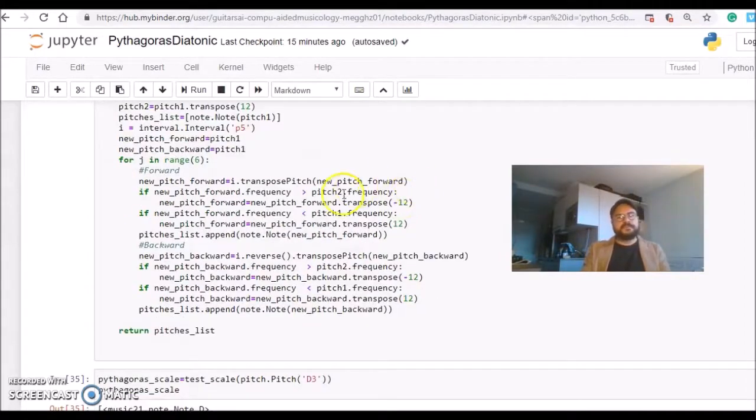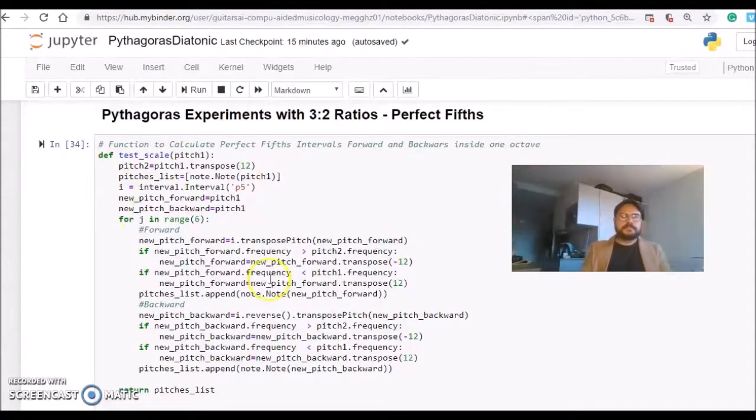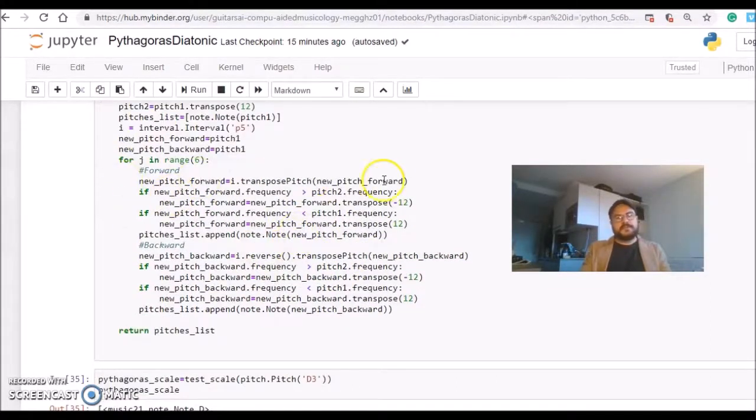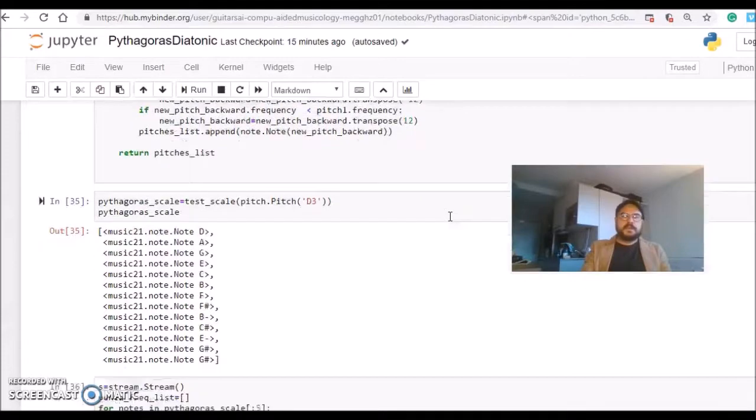So we have here this function. There's the forward, which is transposing forward, so it is the fifth, and then a fifth backwards. So we have these two sections here.